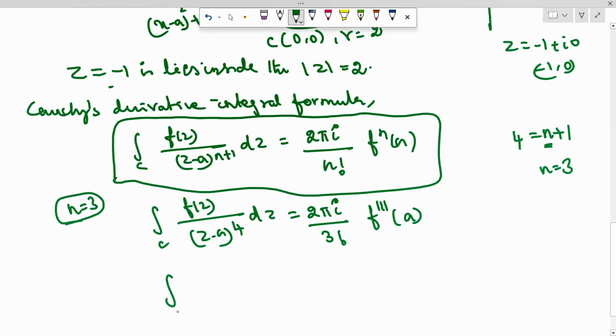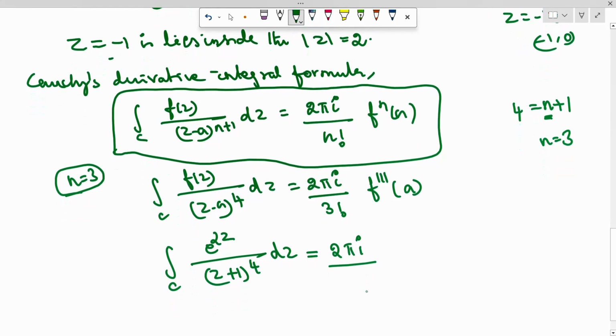Now, what is our given f of z? e to the power 2z is the numerator term. In the denominator term, we have (z plus 1) whole power 4 into dz equal to, just compare with this formula. Now we can write 2 pi i divided by 3 factorial. The value of 3 factorial is 6 into f triple dash of a. What is a here? a is nothing but the singular point, minus 1.